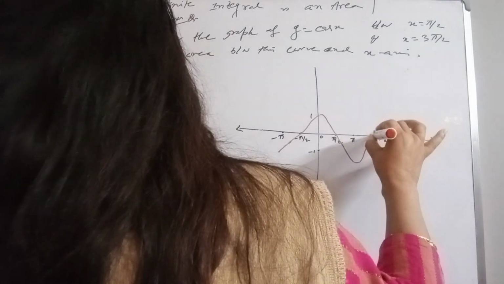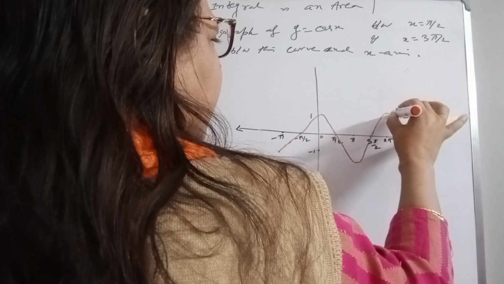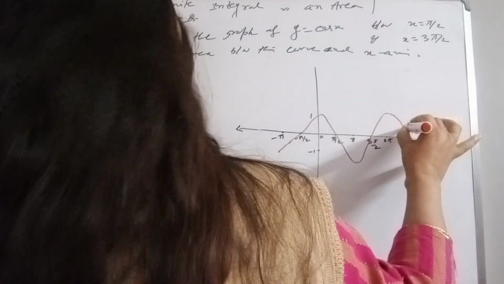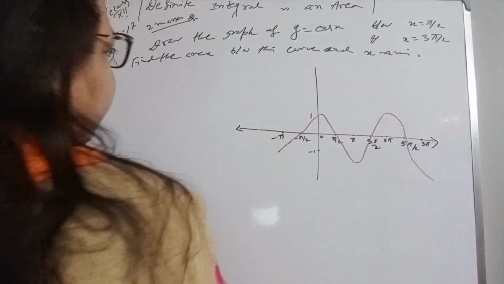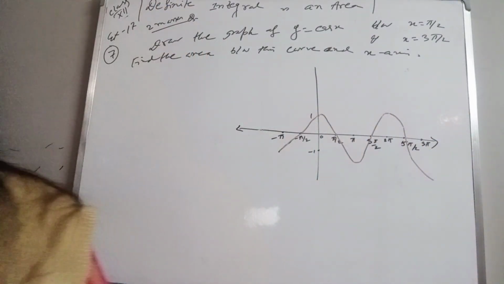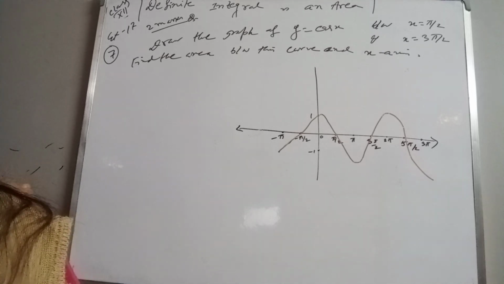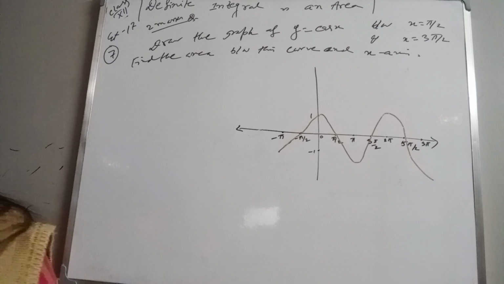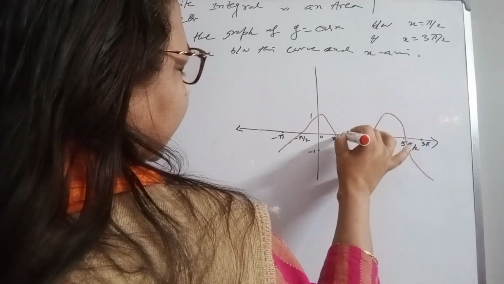Then 3 pi by 2. Then 2 pi. Then 5 pi by 2. Like this only. Okay, this is the graph. And draw the graph y is equal to cos x between x is equal to this, and find the area between this curve and x axis. Okay, pi by 2 to 3 pi by 2 and x axis.